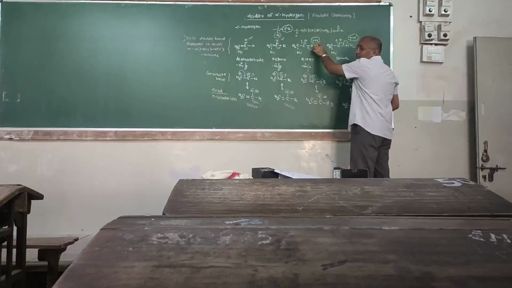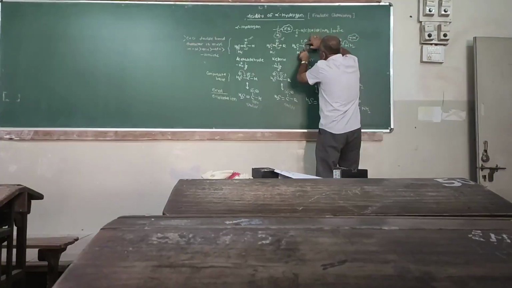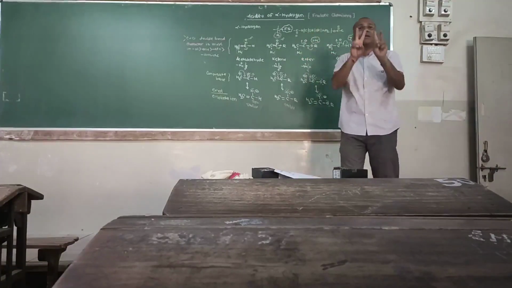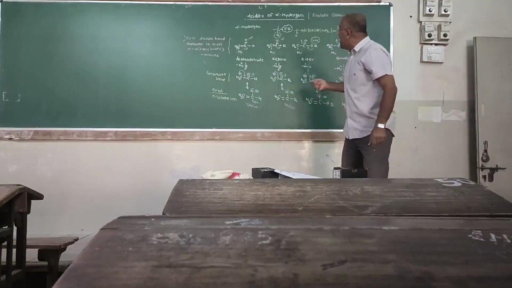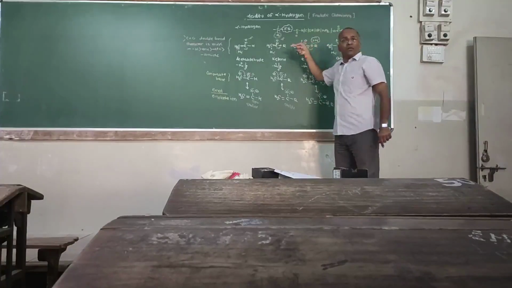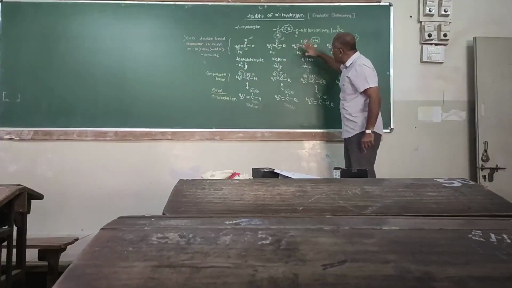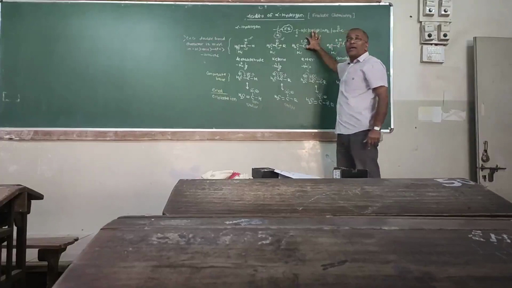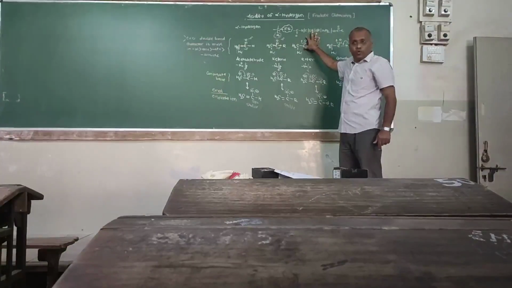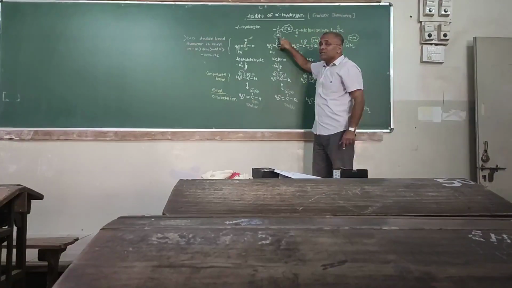It will show a plus M effect. Ultimately, what will happen? The carbonyl carbon-oxygen double bond does not remain a pure double bond, because there is a plus M effect. Everybody clear? Even without releasing, a single bond character is present in the carbonyl group. Is it clear? Which is not the present case.